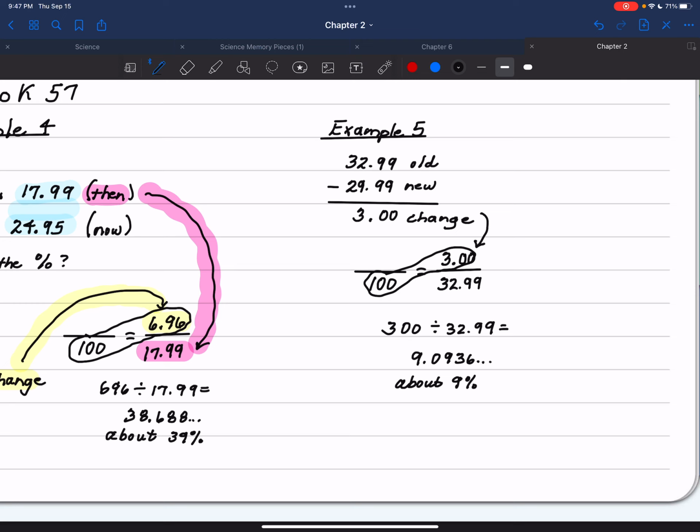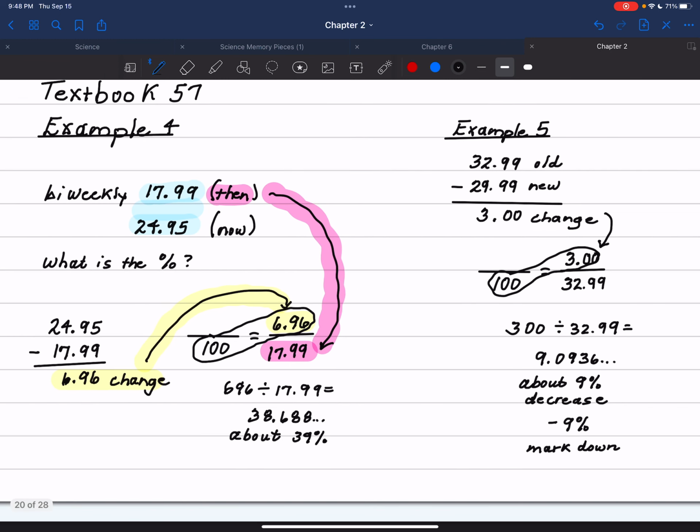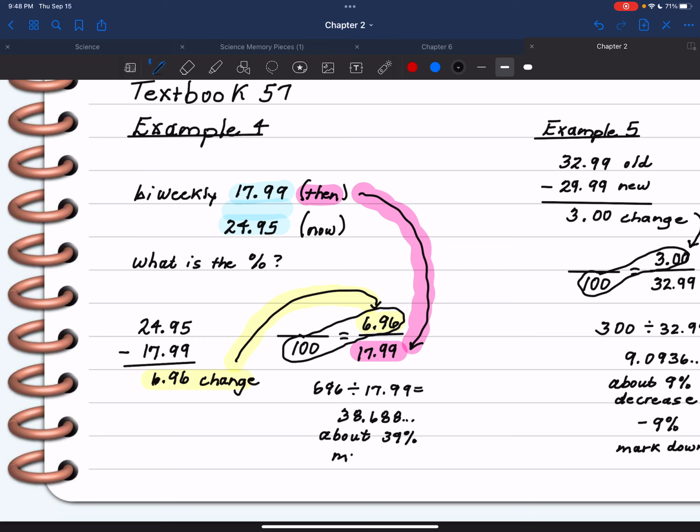And this is a 9% decrease. So we would say that this is a negative 9% according to their example. Depends on how the problem is worded. This is a markdown. That's another way you could say it. A 9% markdown, where the other one that we did was a markup. Those words are very often used with these problems.